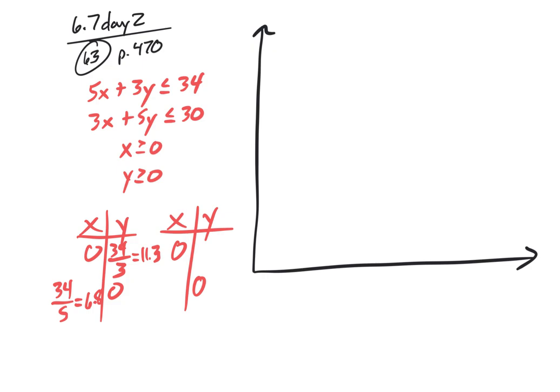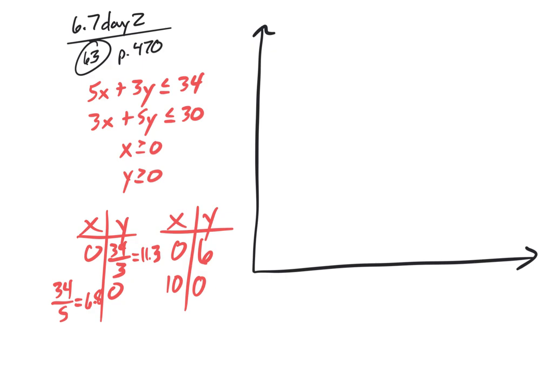I'm going to go ahead and put those, well, let's go ahead and do our other 2 points first. And I'll show you why I want to do these first. These are a little bit cleaner, a little bit nicer. If I plug in 0 for x, 30 divided by 5 is 6. And then if I plug 0 in for y, 30 divided by 3 would be 10. Okay, my two y values are 11.3 and 6.